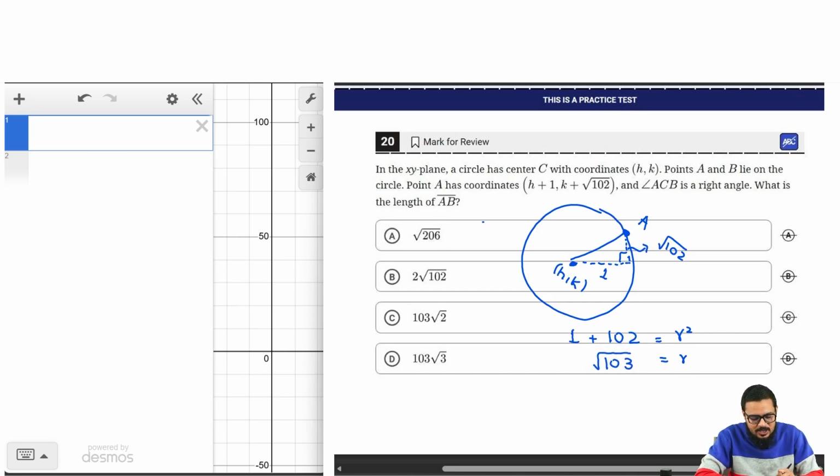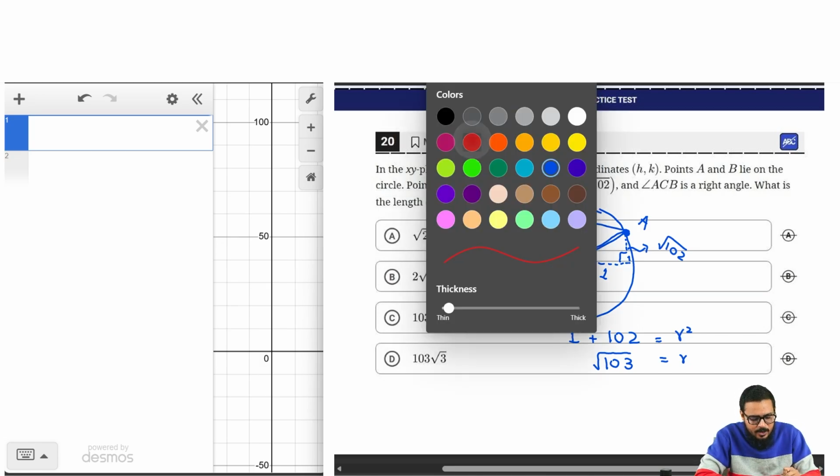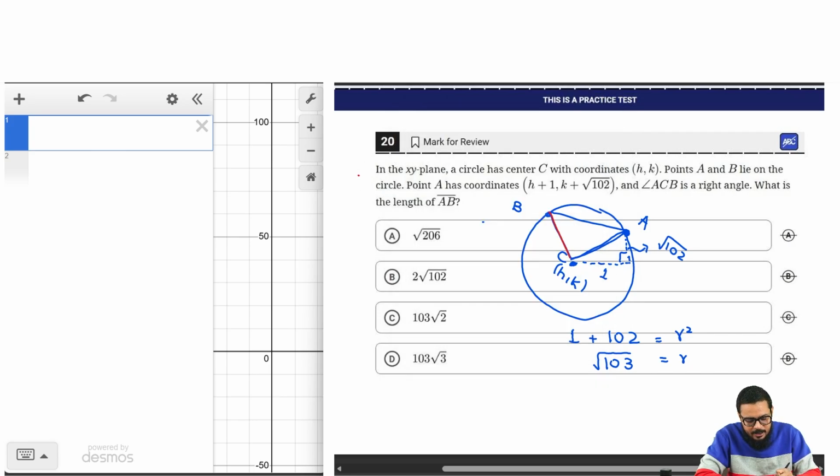So this is point C, and this is point A, and I've got point B somewhere on the circumference, right? Points A and B lie on the circle. Let's say this is point B, and this is triangle BCA. This is the triangle that I'm dealing with. Let's just draw it with a different color, BCA. Now, what is happening in this question?